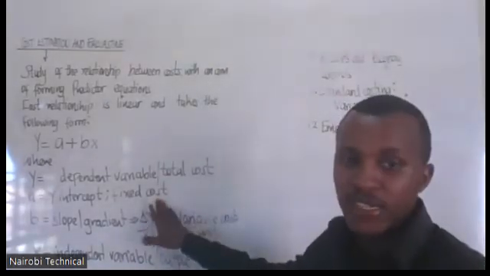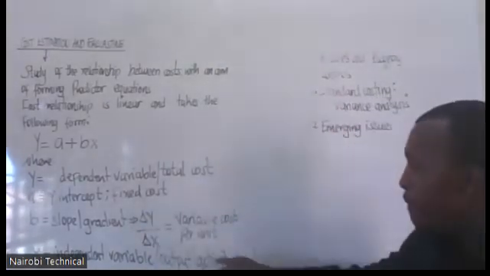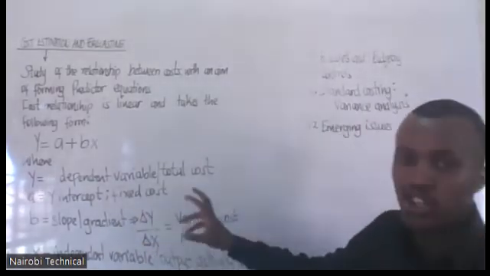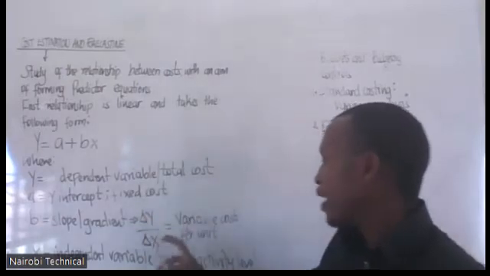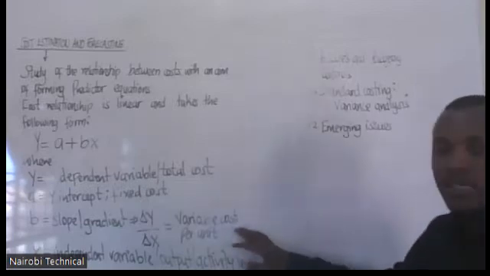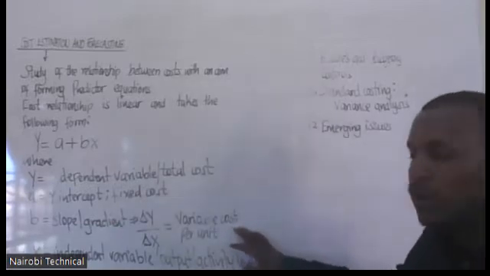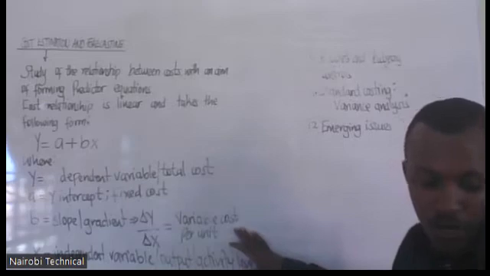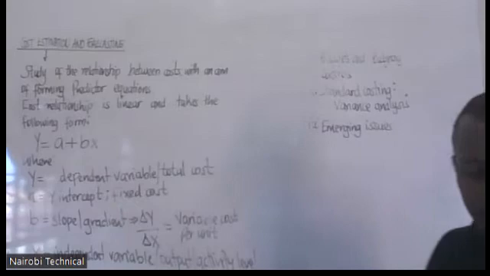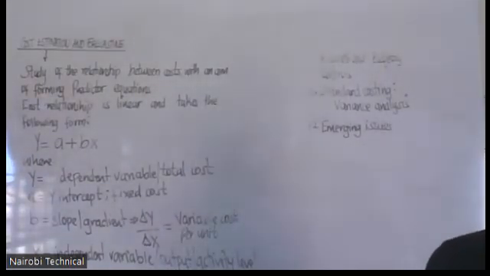Produced, regardless of the number of units produced. The b here is the slope or the gradient, which is simply the change in y over change in x. So it is a variable cost per unit. And a variable cost here simply means it is the cost that changes proportionately to the change in output. That basically means it increases as output increases, it decreases as output decreases.